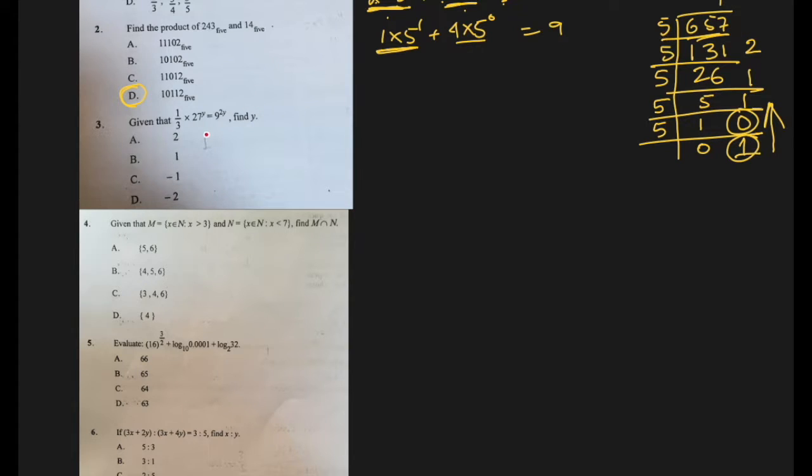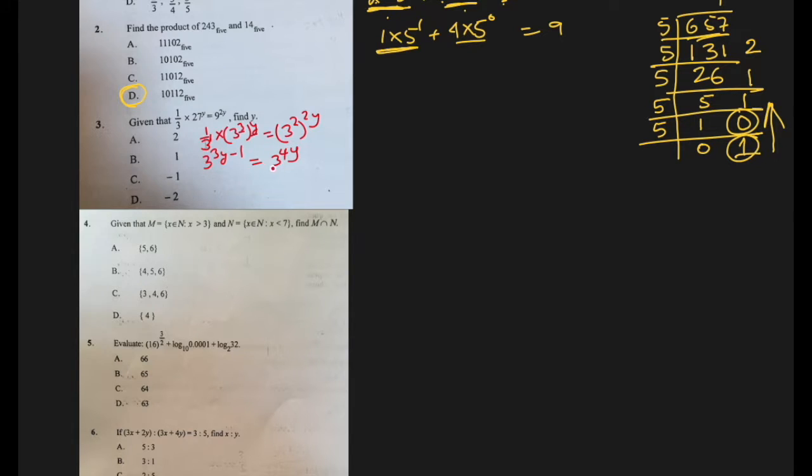So 1 over 3 remains 1 over 3 times 3 cube, which is 27, to the power y, equal to 3 square, which is 9, to the power 2y. And now it will become 3 to the power 3y minus 1, right? 3 times y is 3y. Exponent of an exponent, multiply. And because this 3 is a denominator, it subtracts. Power 1 subtracts: 3y minus 1. And here it will be 3 to the power 4y.